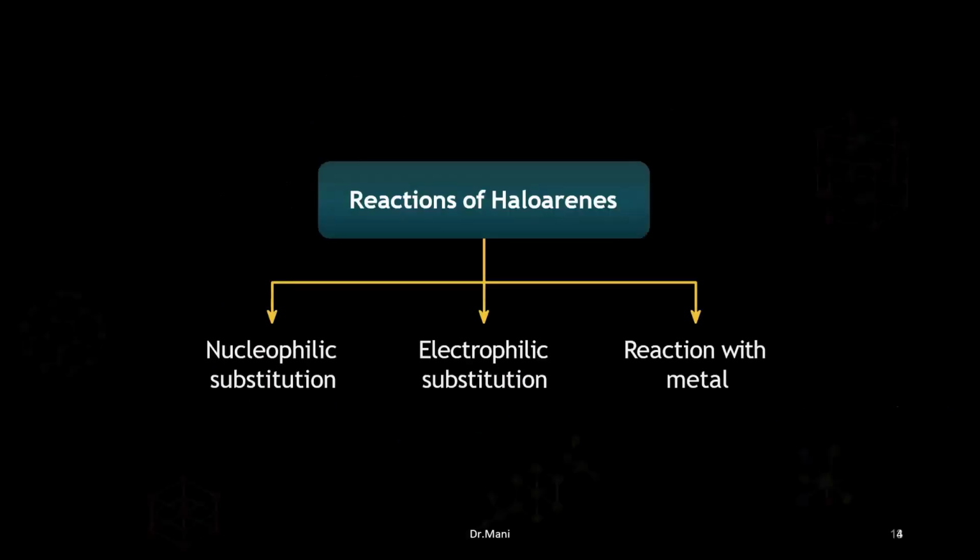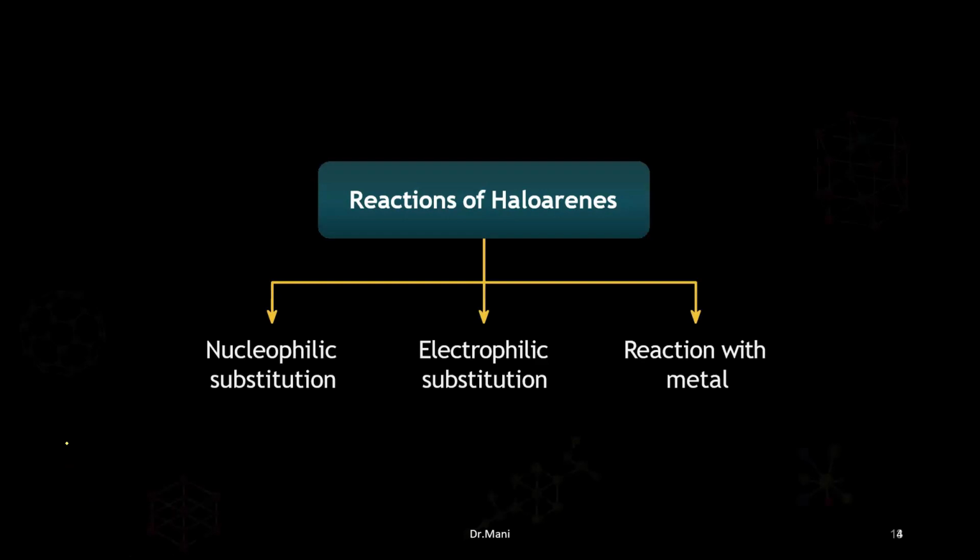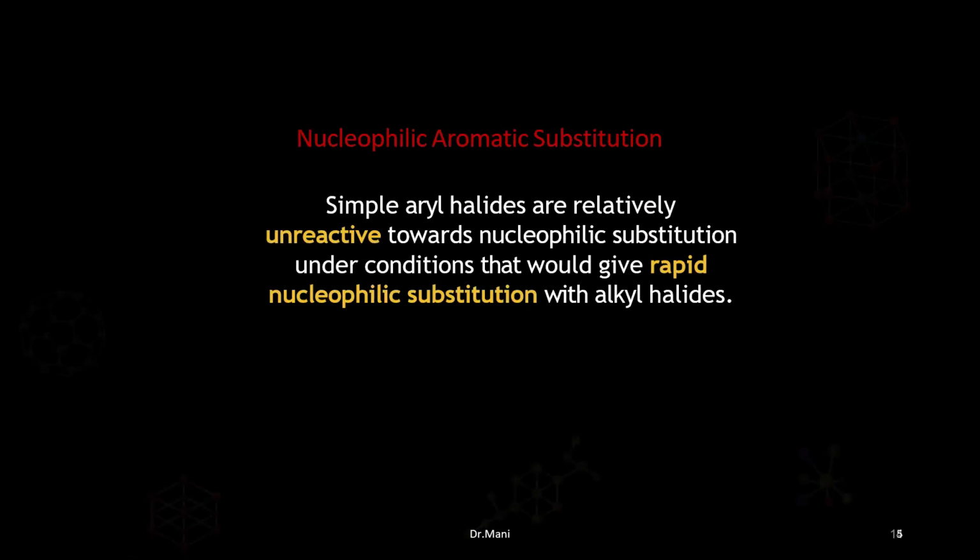So let's see different reactions of haloarenes. It could be nucleophilic substitution, electrophilic substitution, or reaction with certain metals. Reaction with metals is somewhat like a Wurtz reaction. First we'll see nucleophilic aromatic substitution. Simple aryl halides are relatively unreactive towards nucleophilic substitution under conditions that would give rapid nucleophilic substitution with alkyl halides.